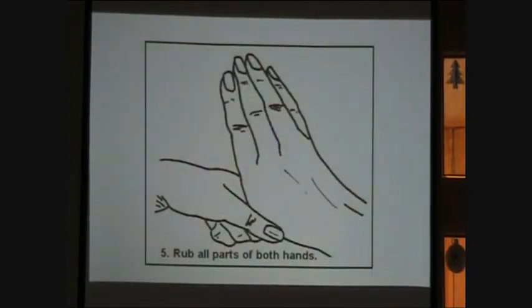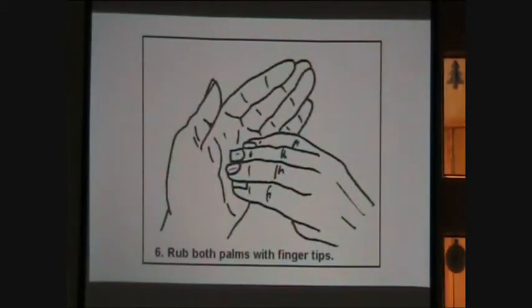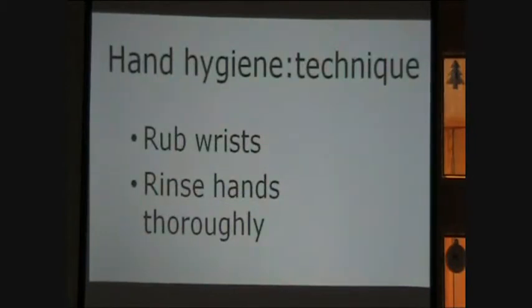Rubbing each thumb clasped in the opposite hand with a rotational movement and repeating with the other hand. Rubbing the tips of the fingers into the opposing palm in a circular motion and repeating with the other hand. Rub each wrist with the opposite hand and rinse your hands thoroughly.